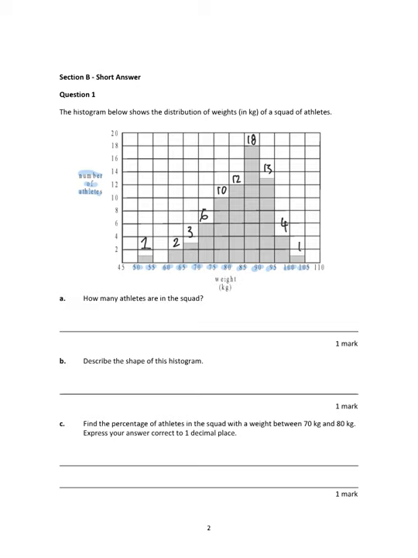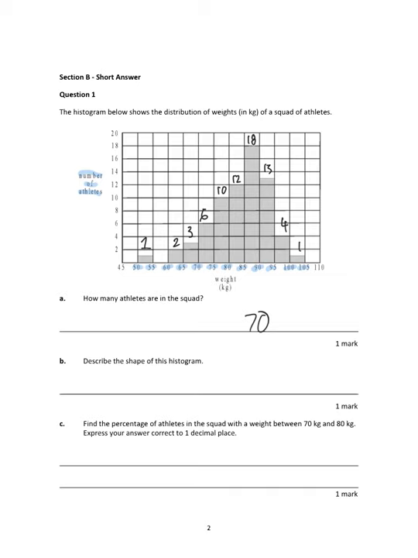Cool. So we've just got to add up those numbers. I'll have a crack in my head. 3, 6, 12, 22, 34, 52, plus 13, 65, plus 5, 70. Cool. Describe the shape of the histogram.